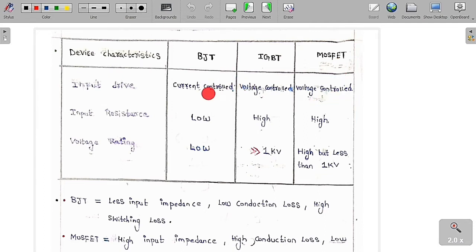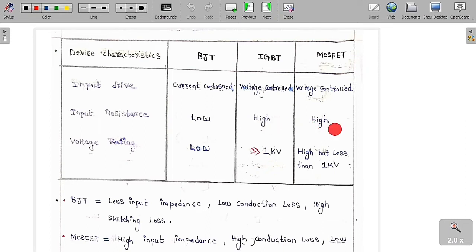It means that in the BJT the base current controls the collector current, whereas in the MOSFET VGS controls the drain current, and in the IGBT VGS controls the collector current. Therefore, BJT is a current controlled device, while IGBT and MOSFET are voltage controlled devices. And the input resistance of BJT is very low, whereas IGBT and MOSFET have very high input resistance because of the insulation present between the gate and the region.